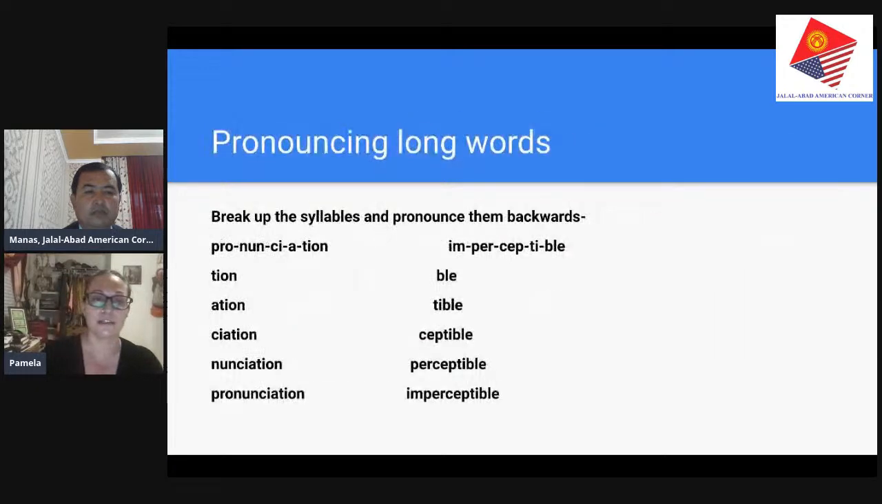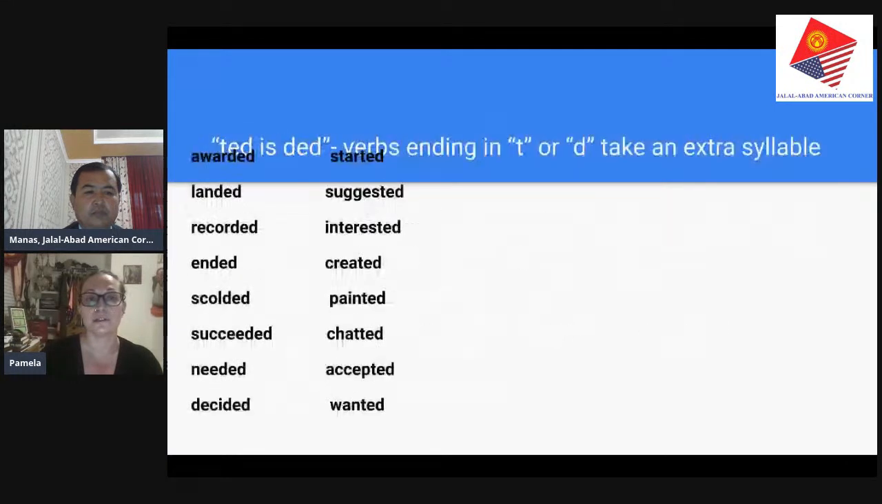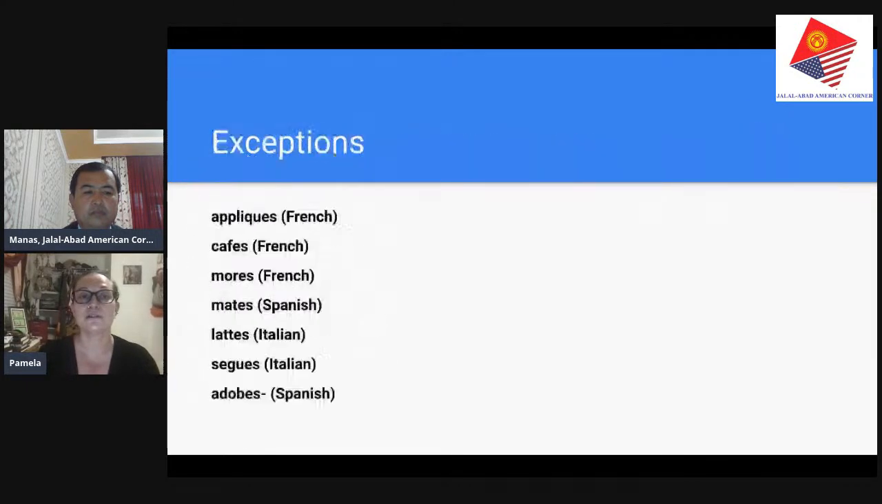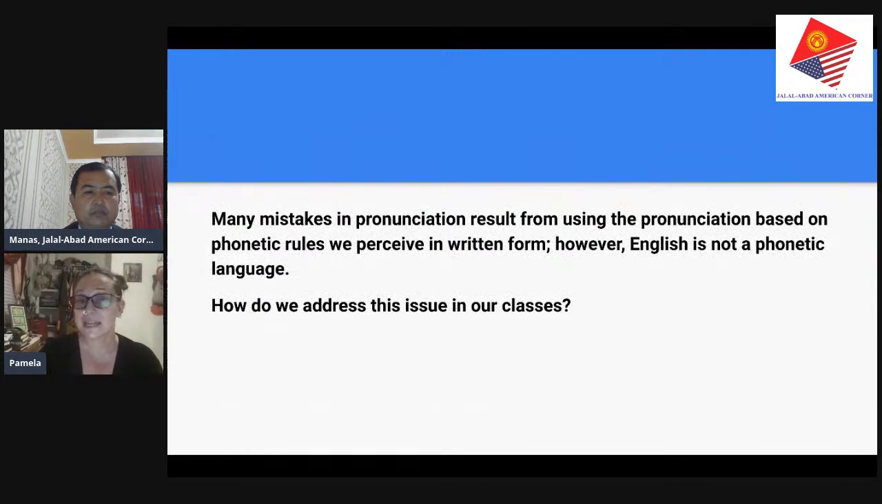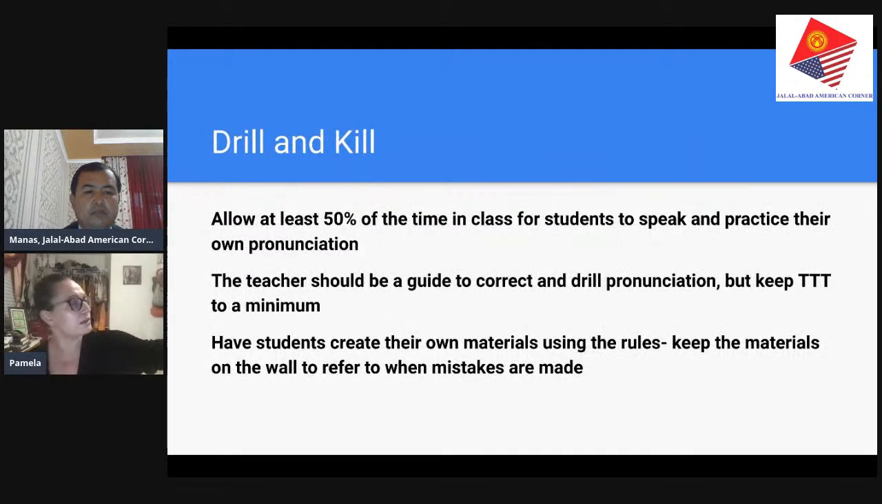What I did in my classes is we wrote out these words, like the "Ted is dead" words, the examples, and the ones for these. And so they were on the wall. Anytime a student made a mistake, which is okay, I just pointed to the wall, and then I would point to my ear. And if they didn't understand from that, I would say, is that how it's pronounced? And then they would correct themselves.